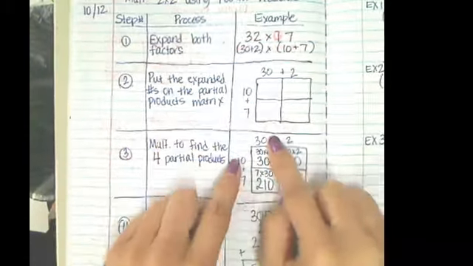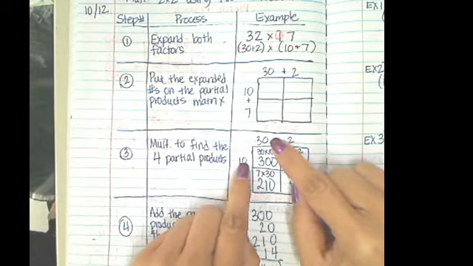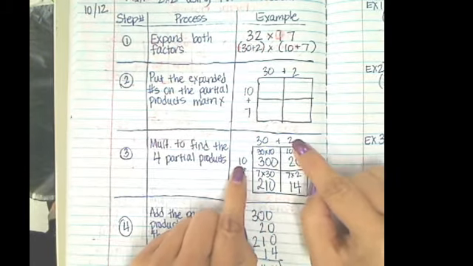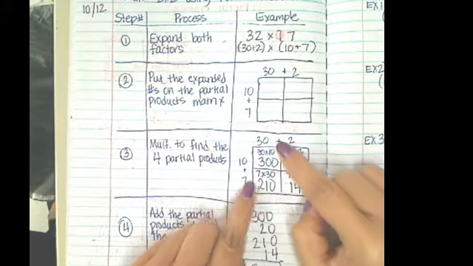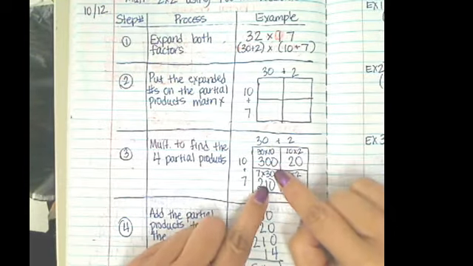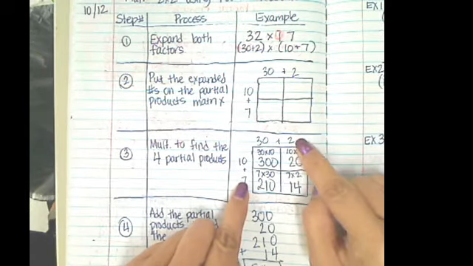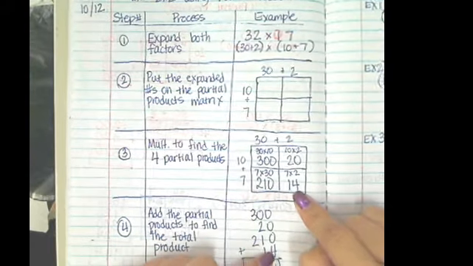Then you can multiply each number into the boxes. So 10 times 30, they meet right here. So your product is 300. 2 and 10, they meet here. So you multiply them there. 30 and 7 meet here. So they multiply to get 210. And then 2 and 7, they meet at this final box and they multiply to get 14.